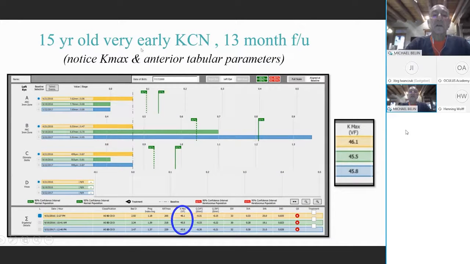So here's a 15-year-old with very early keratoconus, 13-month follow-up. Almost no change on the anterior surface. But look at the posterior surface. Highly statistically significant change by the second exam, past the 80% confidence interval, and by the third exam, past the 95% confidence interval. But look at Kmax. Kmax has not changed one bit. So again, we wouldn't anticipate it because the anterior surface is normal. But here we have documented progressive disease in a 15-year-old with stable Kmax. This patient needs to be treated to preserve vision.